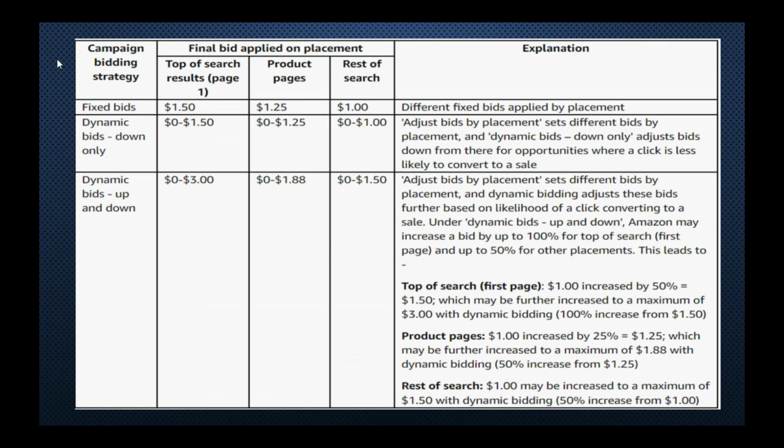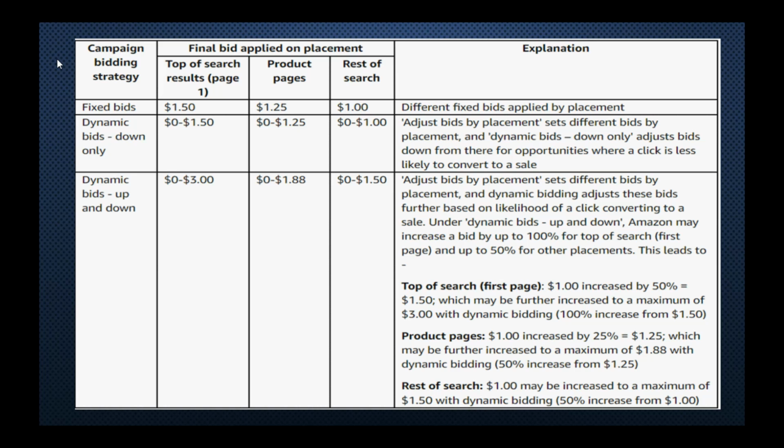So I have a visual here, especially for the visual learners and for you to better understand as well. So we have a base bid of $1. That's going to be our example. And fun fact, base bid actually applies for rest of search. I'm going to get into this later on, but just remember that for now. So for product pages, we have a 25% increment, then top of search, 50% increment. So you can pause this video and take your time to read the explanation and analyze the image.